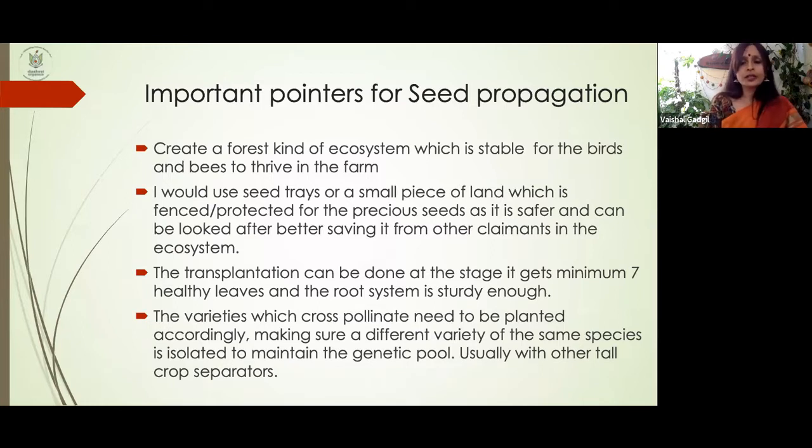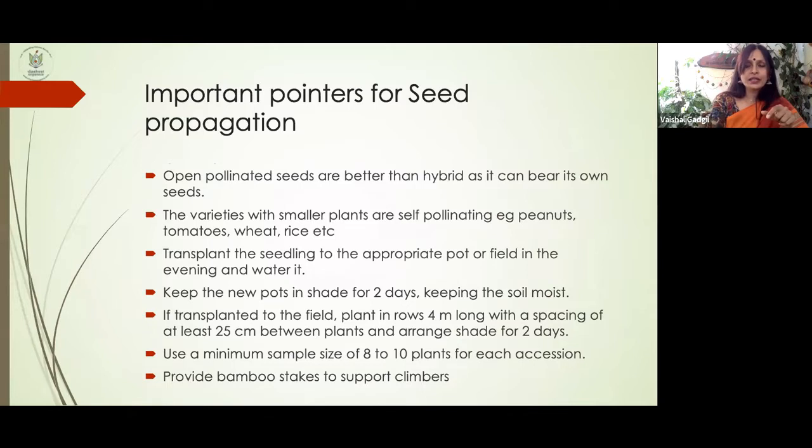The varieties which you cross pollinate need to be planted accordingly, making sure a different variety of the same species is isolated. The natural way to isolate is to put a separator crop which is taller in height, and stop the cross pollination, because you are looking at that particular genetic variety. So it is very important to control the pollination and the environment around the plant.